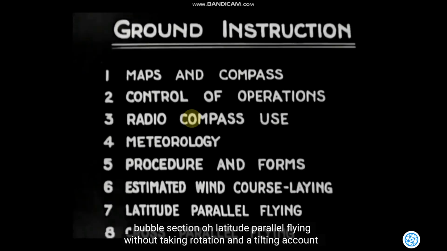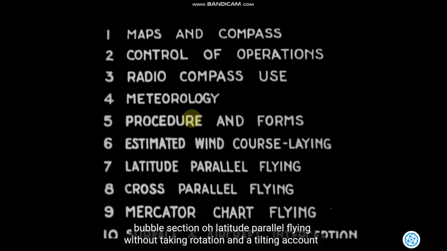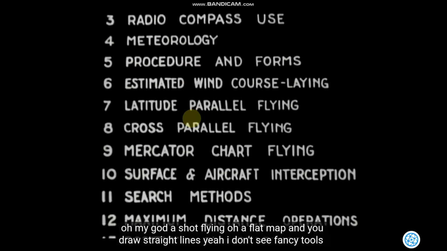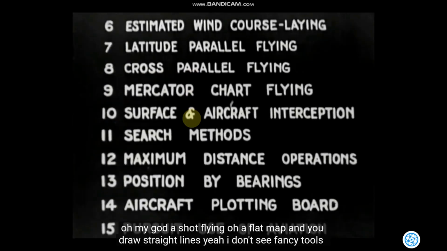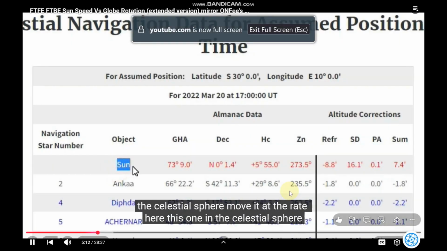Oh, latitude parallel flying without taking rotation and the tilt into account. Oh, MacArthur chart flying. A flat map and you draw straight lines. Here, the sun in the celestial sphere.